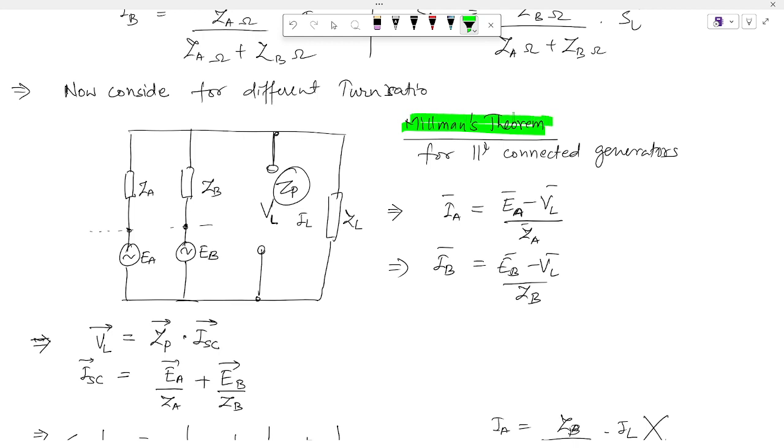In Millman theorem, we first calculate the input impedance seen in the terminals across which the transformers are in parallel. Then, by short circuiting the terminals, we calculate the short circuit current. The voltage appearing across the load when the transformers operate in parallel is given by the multiplication of the impedance seen between the terminals and the short circuit current. This is the Millman theorem.